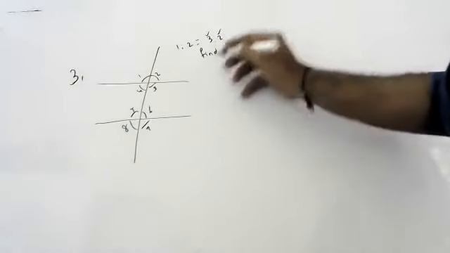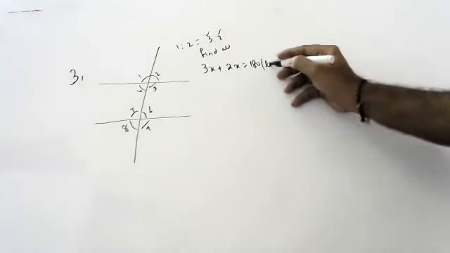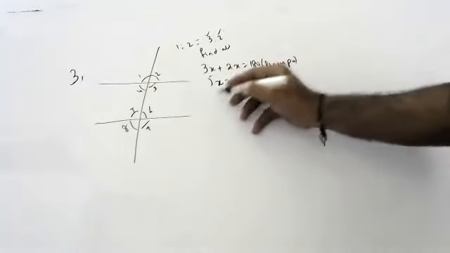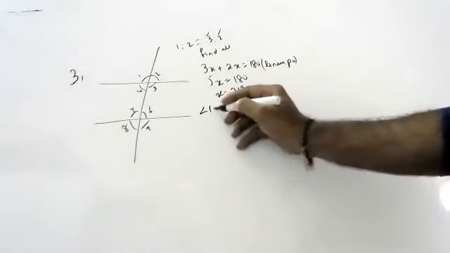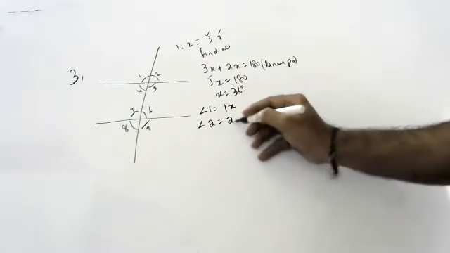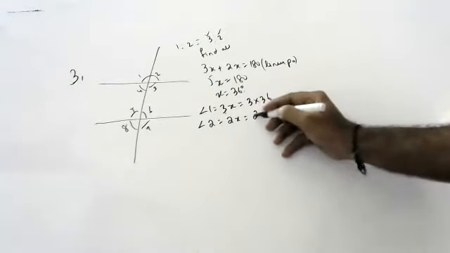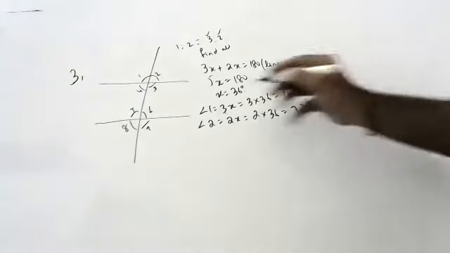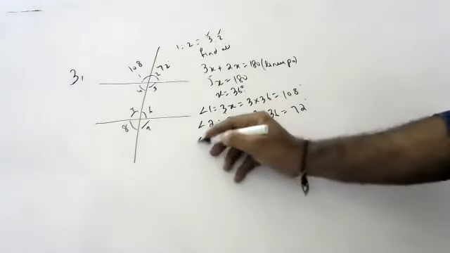How? Sir, taking them as 3x and 2x, 3x plus 2x is equal to 180 degrees, linear pair. 5x is equal to 180 degrees, so x is equal to 180 by 5, which is 36. 3 into 36 is 108. 2 into 36 is 72. This is 108 and this is 72. Now, angle 3 will be how much?